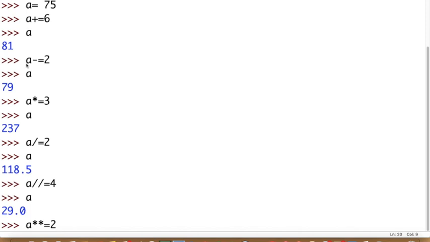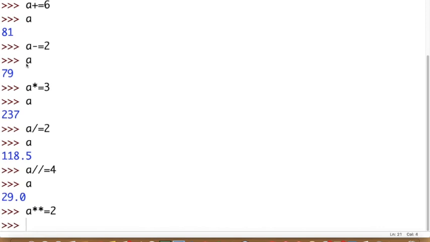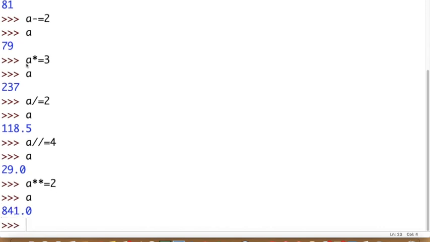So the current value associated with A is 29. So 29 raised to the power 2, whatever will be the value, will be associated with A. So let us see what it gives us. It gives us 841. So the value of A, which was 29, 29 raised to the power of 2 gives you 841, and this 841 is the newer value which is associated with the identifier A.